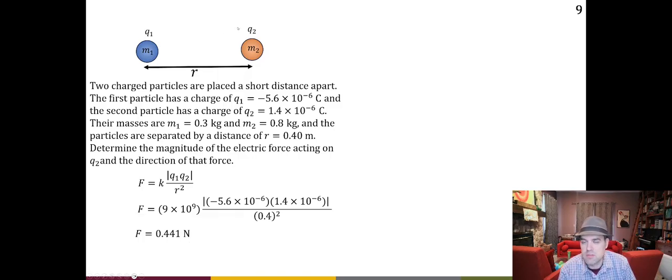Well, one is negative, one's positive. I'm asking for the direction of the force on Q2. So, meaning that Q2 is going to receive an attractive force from Q1, so the force is going to be to the left. My next question is, what is the acceleration of particle Q1, the particle on the left?